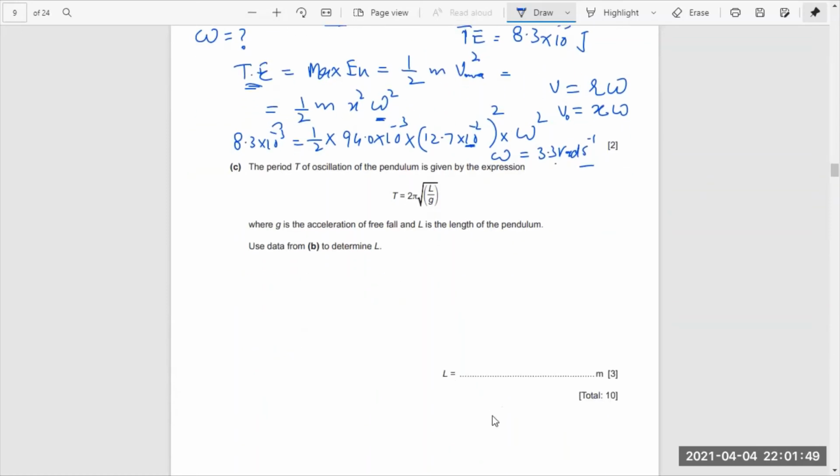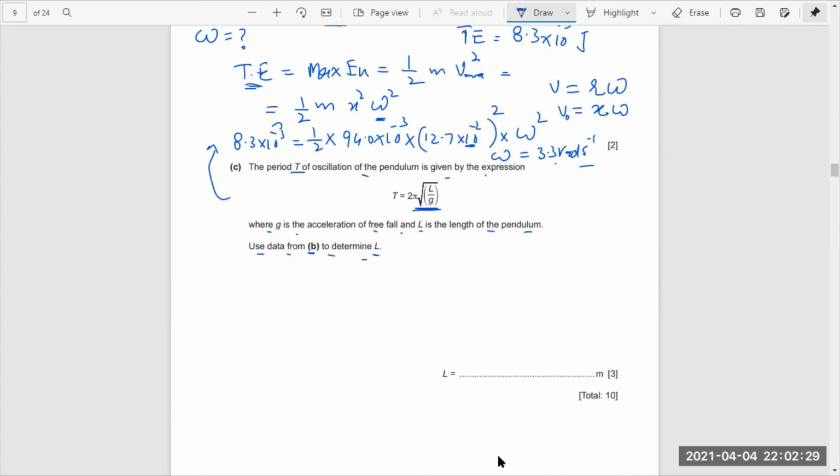Then the most interesting and the last part of the question says that the period T of the oscillation of the pendulum is given by this expression, where G is the acceleration of the free fall and L is the length of the pendulum. Use the data from B. So again, we are linked with the previous relation, and we have to find the value of the L. T is the period of the oscillation. And this is the information in front of us: 2 pi under root L over G. So definitely now we have to go into the detail, and we have to get the value of the L.